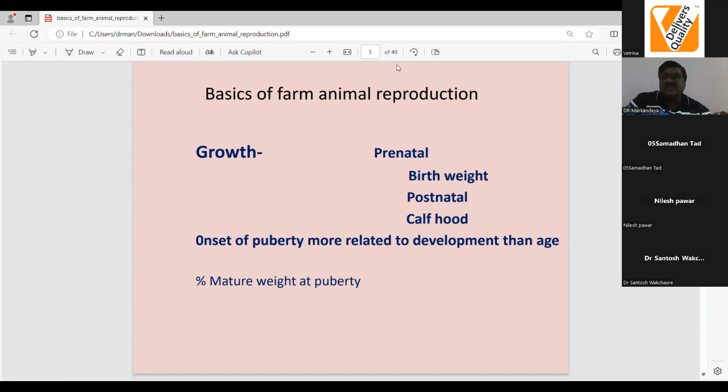In other heifers, their growth rate is very fast. Remember, with the second and the third cycle itself, there is a regularity in the estrus. And once there is establishment of the regularity, definitely this animal is fit for artificial insemination. Next.